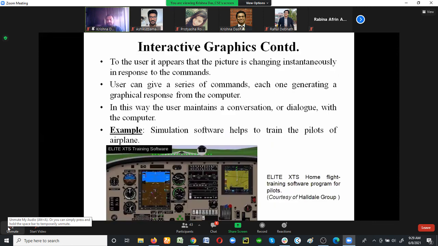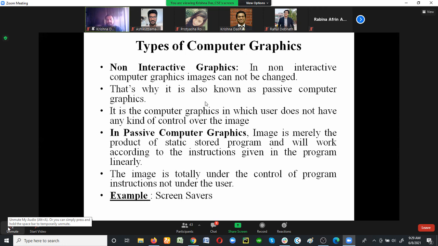And non-interactive, where the user has no control over the changes of the image. The image is changing in both cases. Interactive, non-interactive, both images are changing. In one the user has control, in the other the user does not have any control. So that's why it's called passive computer graphics, right? Okay. So do you have any questions, anyone?